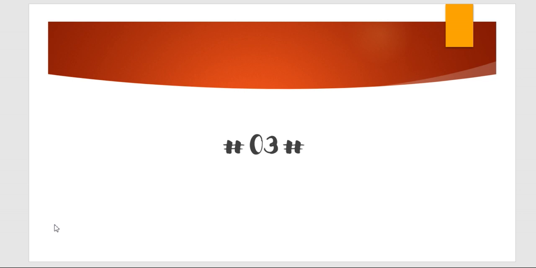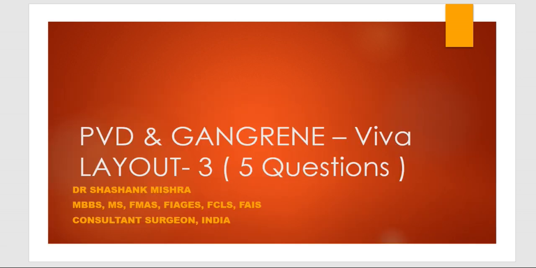Now this is the third video. We are going to discuss here the third layout, that is peripheral vascular disease and gangrene. And again there are 5 questions.